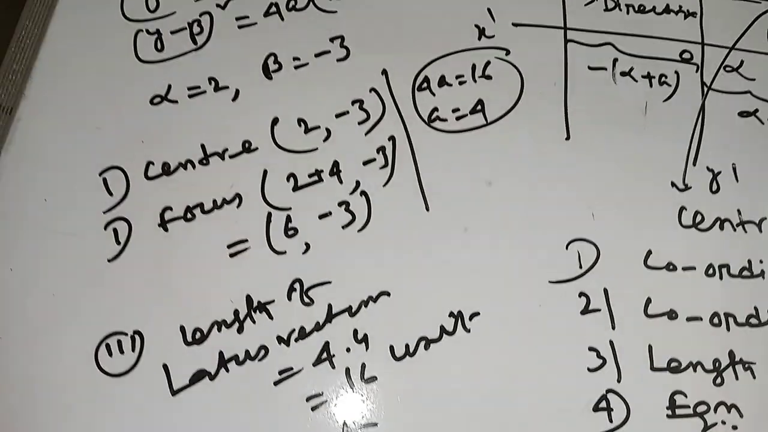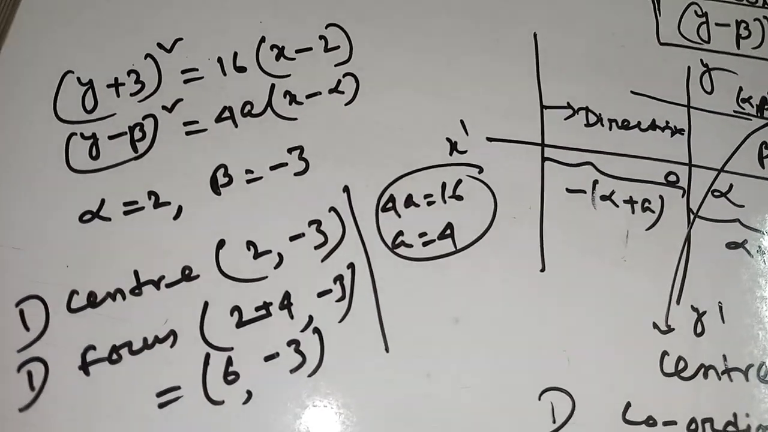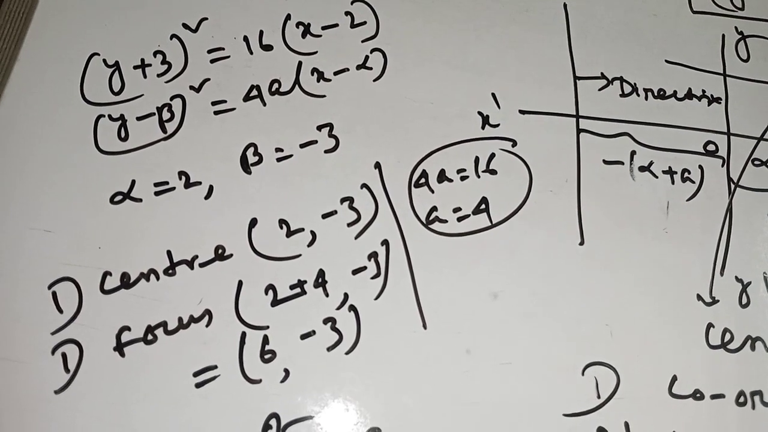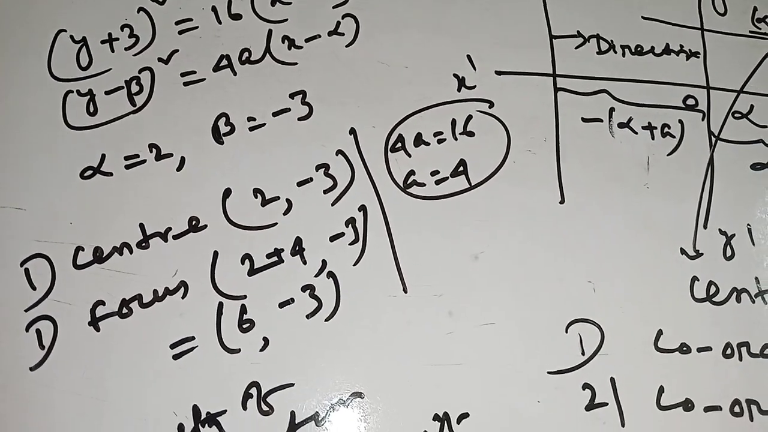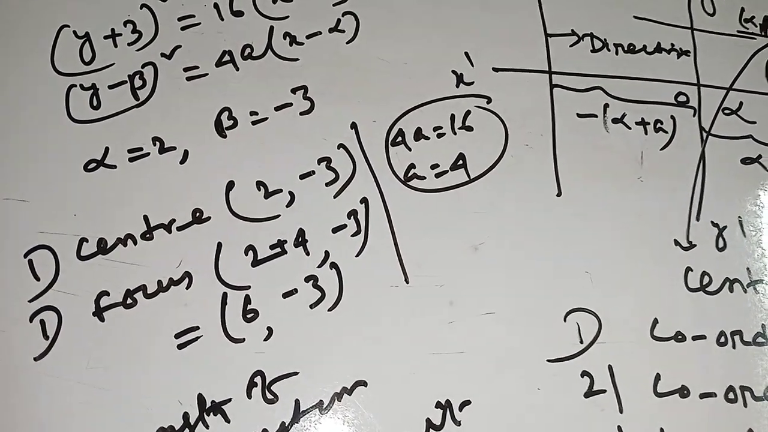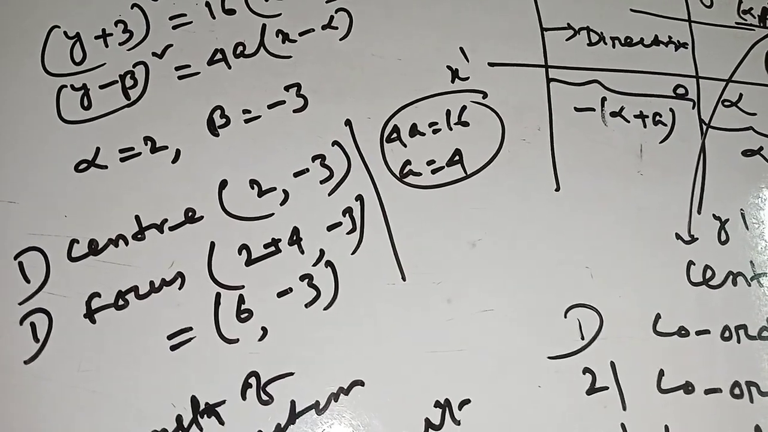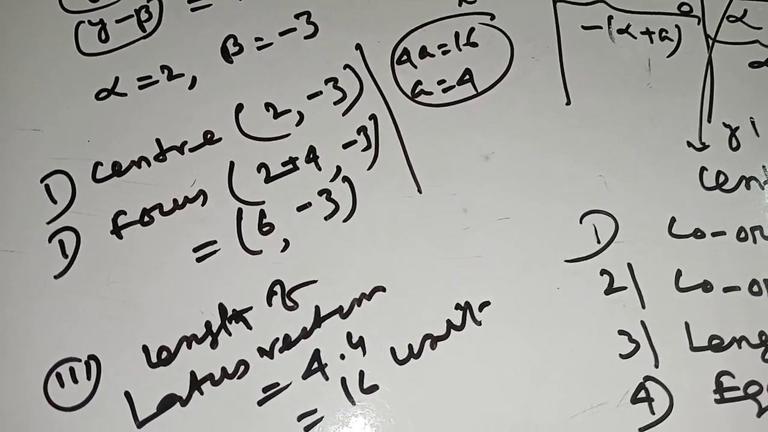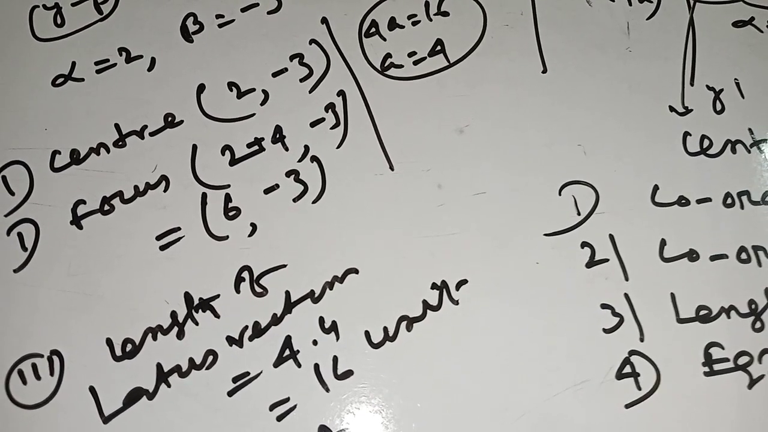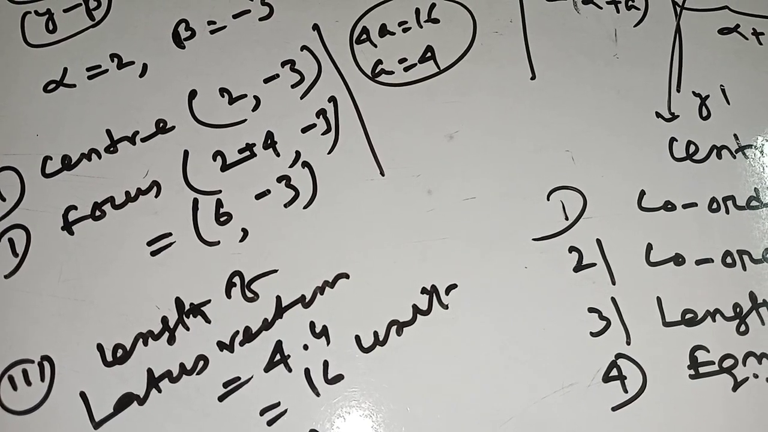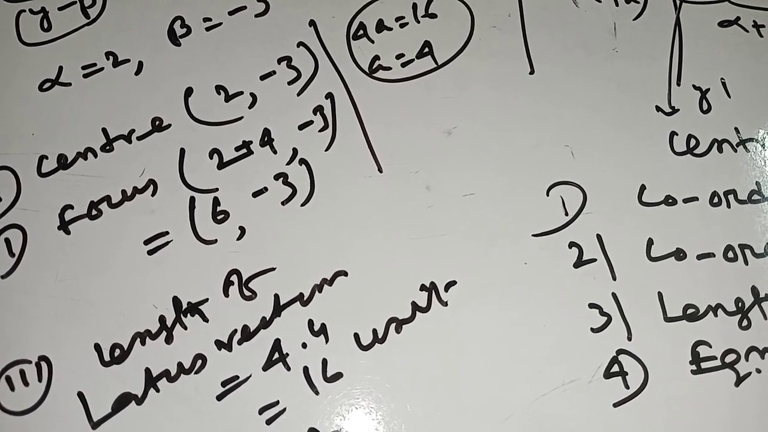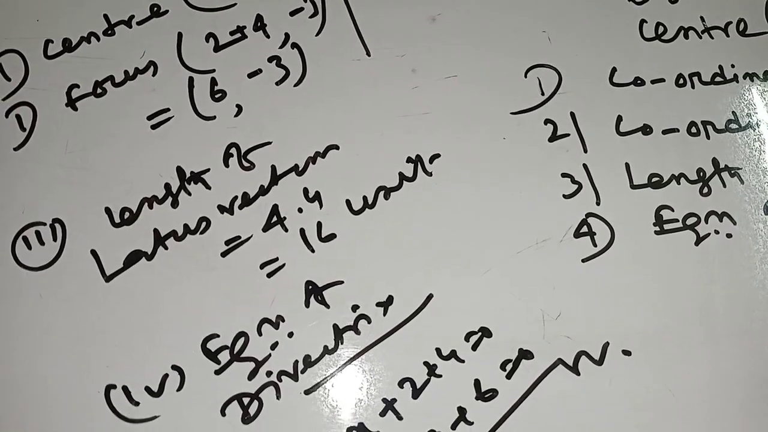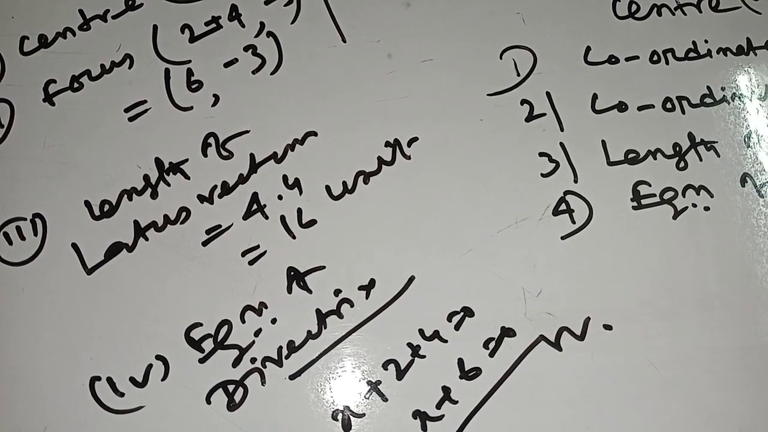Understand? The equation given is y plus 3 whole square equal to 16 into x minus 2. Now I compare with y minus beta whole square equal to 4a into x minus alpha. Here alpha is 2 and beta equal to minus 3, and 4a equal to 16, so a equal to 4. If you know alpha, beta and a, then you can easily find everything from the formulas. For example, the center alpha beta is 2 comma minus 3. The focus a plus alpha comma beta is 2 plus 4 comma minus 3, that is 6 comma minus 3. The length of the latus rectum is 4a, 4 into 4, 16 units. And the equation of the directrix x plus a plus alpha equal to 0 is x plus 4 plus 2 equal to 0.